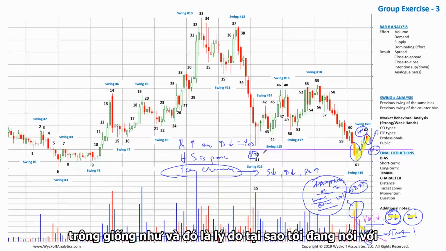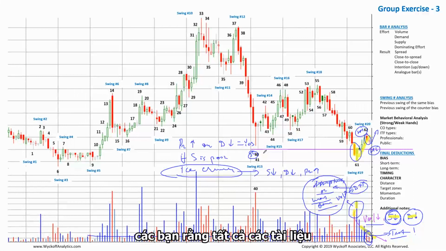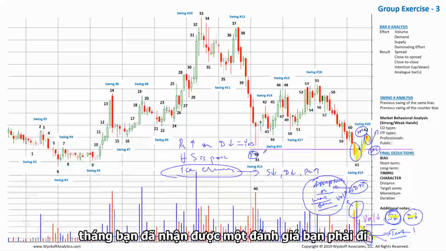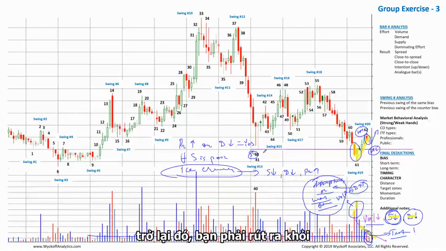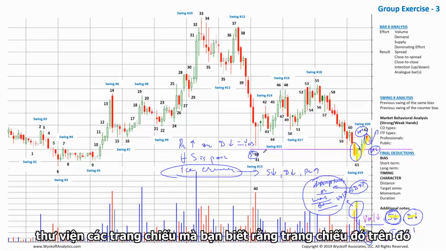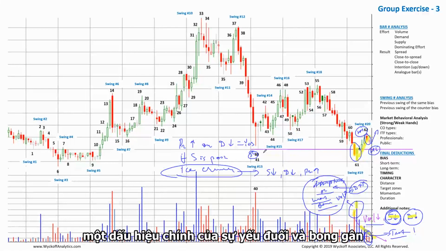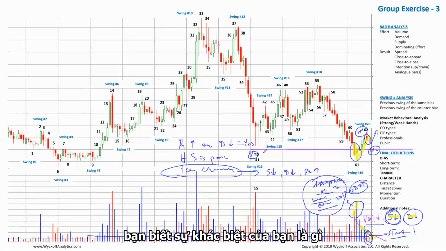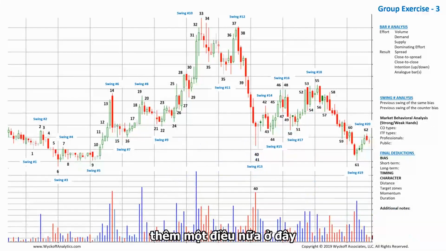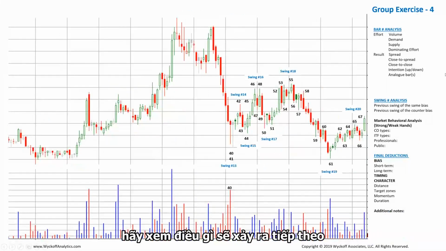And that's why I'm saying to you guys that all of the material that we've learned from the first months, you've got to review, go back there, pull out from your library of slides that slide on major sign of weakness and a spring. What are the differences? How do I actually interpret it here, and so on and so forth. Okay, great. Doug, one more thing here. Let's see what happens next.